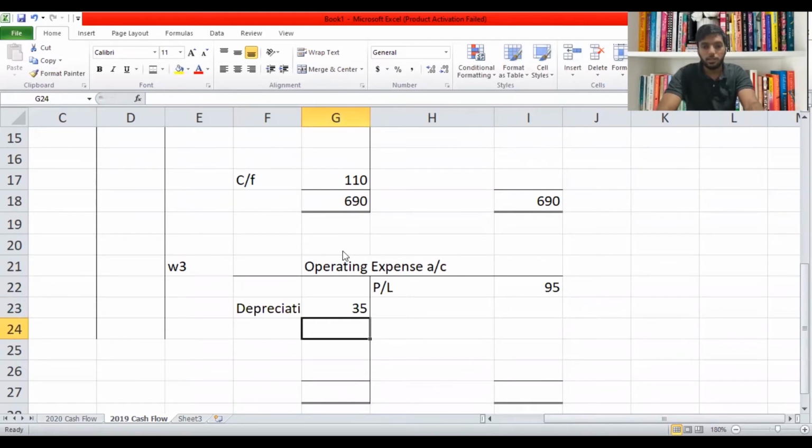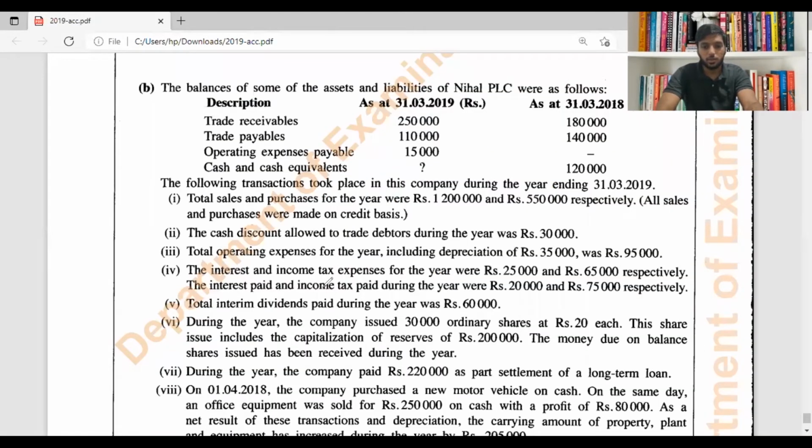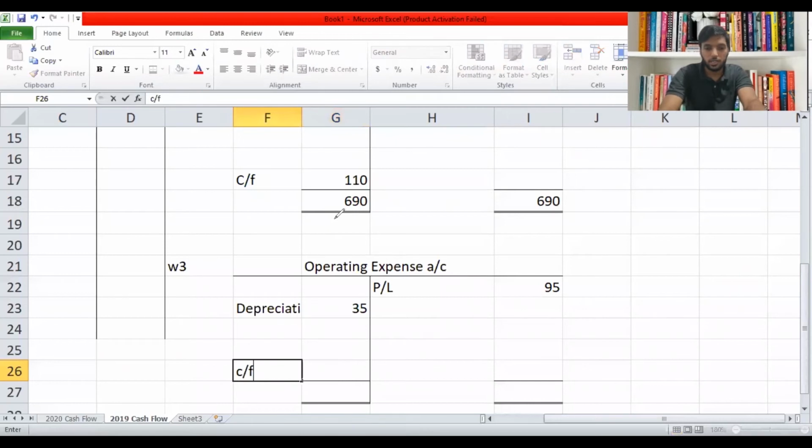Is there any other opening expenses and closing balance expenses? Other operating expenses payable, they're given as 15,000 because that's the closing balance of operating expenses. You can see here, it's 2019 they have taken, so this is the closing balance. So I'll take the 2019 closing balance on the credit side. I think forward, debit side. So we just have 15, right?